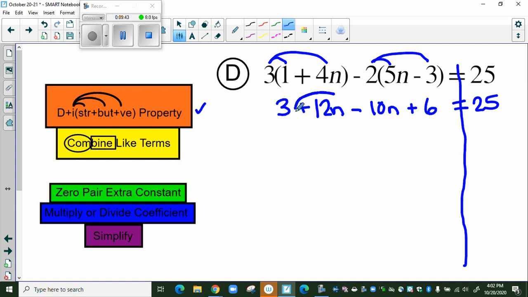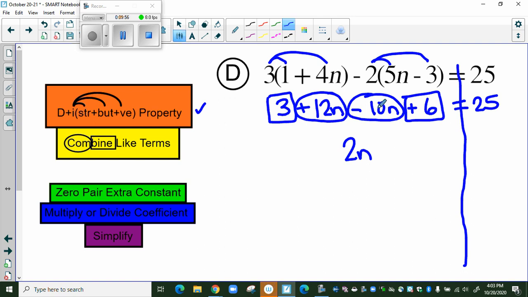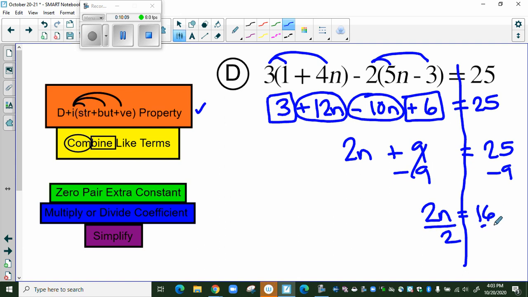Now this time when we combine like terms, I have two variables and I have two constants. So variables first, 12n minus 10n is 2n. And 3 plus 6 is 9. That would make it positive. We're going to zero pair the 9. And we're going to get 2n equals 16. Divide by 2. Please use the fraction bar. And n is equal to 8. All right? And that is how you solve equations with variables on one side.